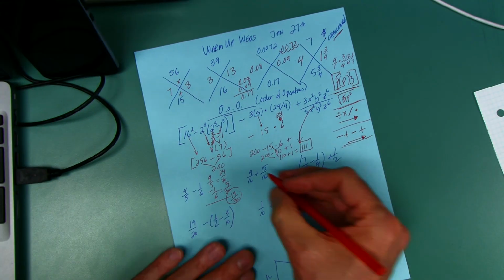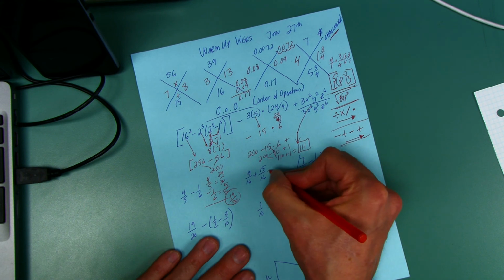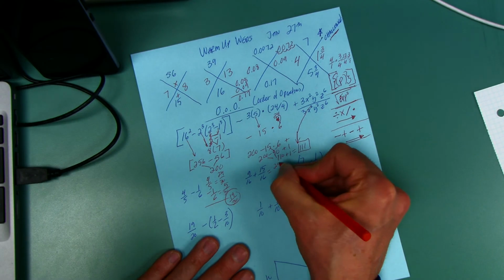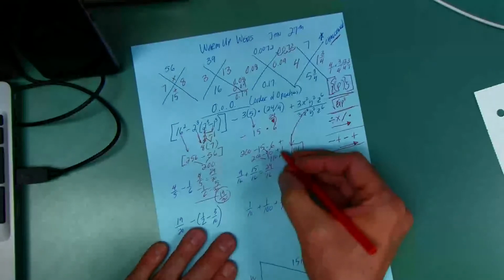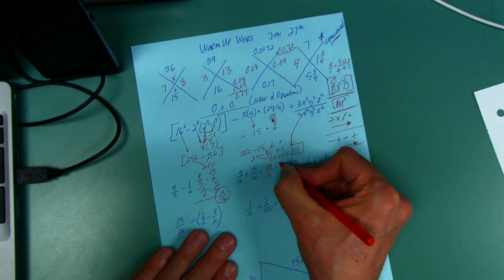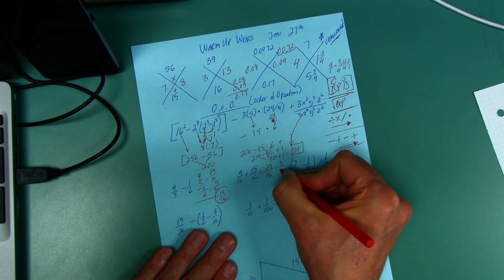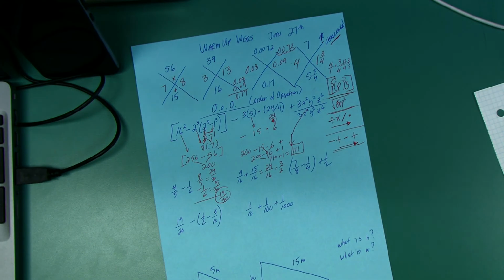Okay? 9/16 plus 15/16. I don't have to get a common denominator, but I do have to simplify, huh? 8 goes into the top and bottom. 8 goes into 24 3 times. 8 goes into that. Okay, and that's still improper.